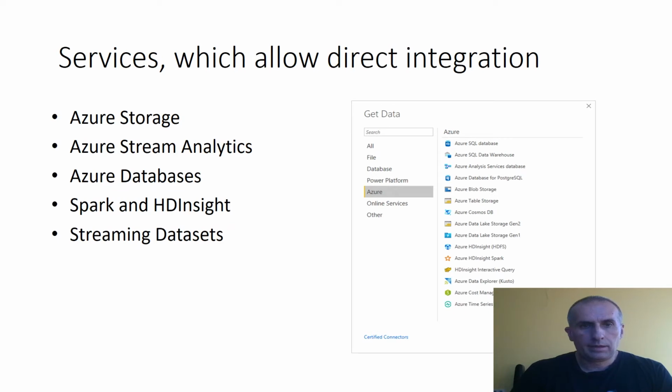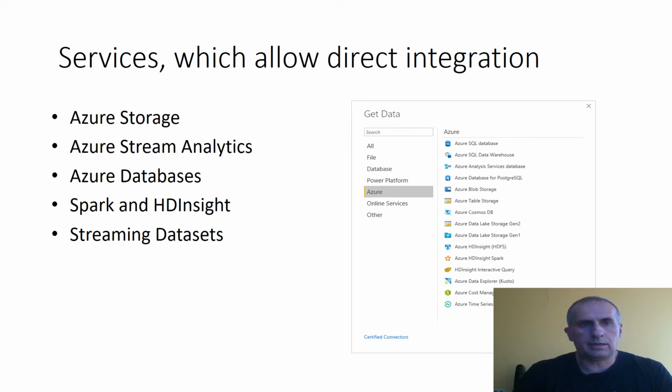Cosmos DB is a database as a service which works via endpoints using a RESTful interface, so it is possible to be integrated with any other components which support such kind of communication. About Power BI, we have some services which are useful for integration because we have direct integration.